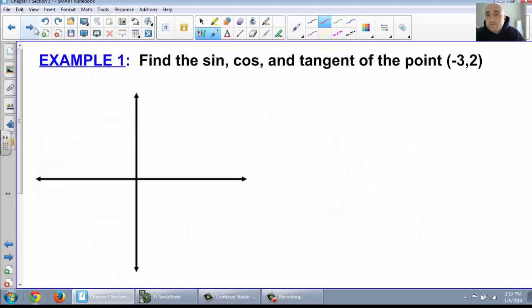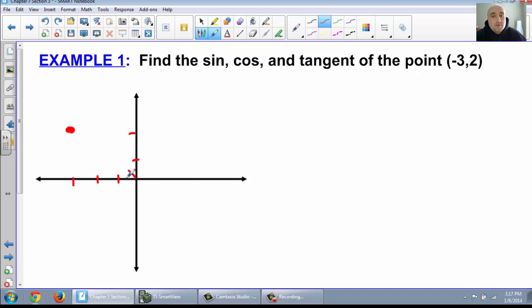Okay, so let's look at an example here. It says find the sine and cosine and tangent of the point negative 3, 2. So the first thing we're going to do is plot negative 3, 2. So 1, 2, 3, 1, 2. So negative 3, 2 is 3 to the left and 2 up. So your first thing you're going to do is plot that point.